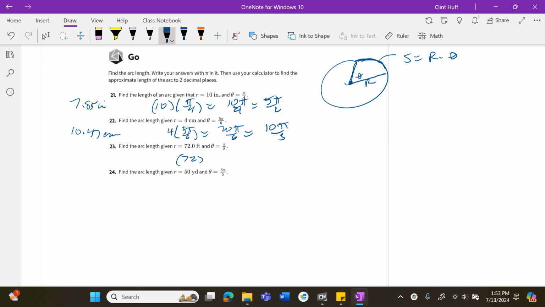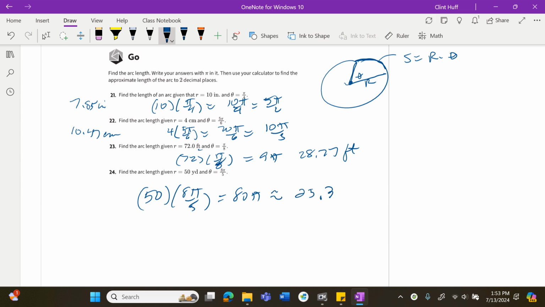23, radius 72 feet times central angle pi over 8. 8 down here. I'll cross cancel there, get 9 pi. Into the calculator, out comes 28.27, looks like feet. And last but not least, number 24, r is 50 times theta, 8 pi over 5. Cancel 5 into 50, you get 10. 80 pi. In your calculator, approximately 25.33 yards. And there you go.